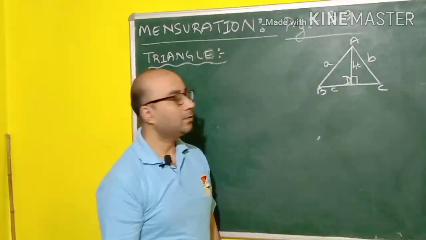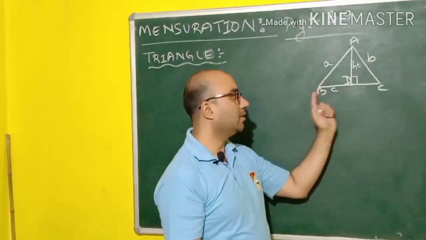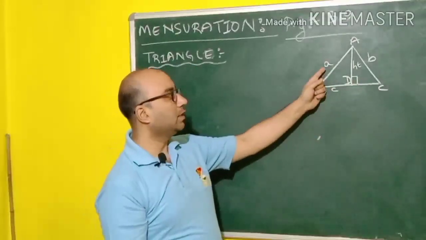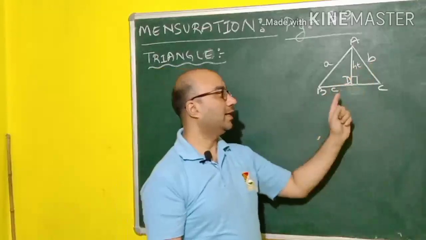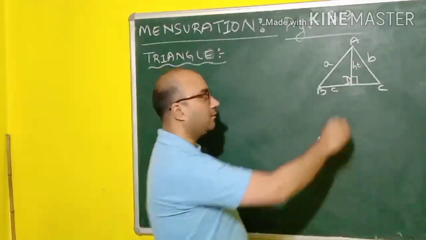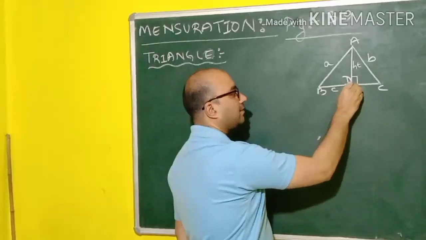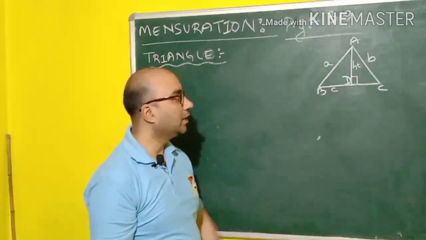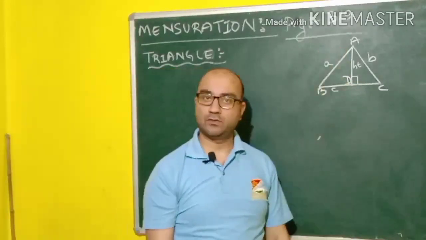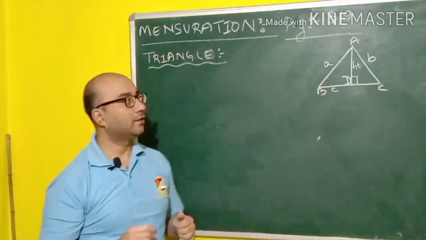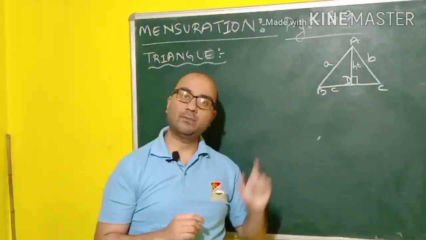I have labeled the three sides as AB, BC and CA, and their measurements being small a, small b and small c. And if I drop a perpendicular on the base of the triangle, let us say till the point D, so AD will become the height of the triangle. Now let us see what is the formula that gives us the area of the triangle and the perimeter of the triangle.